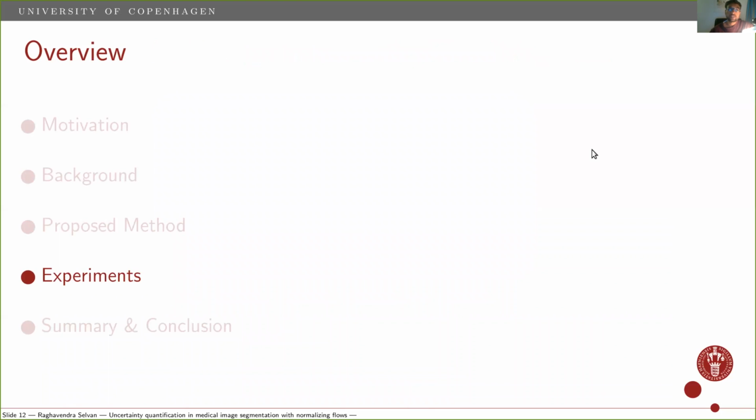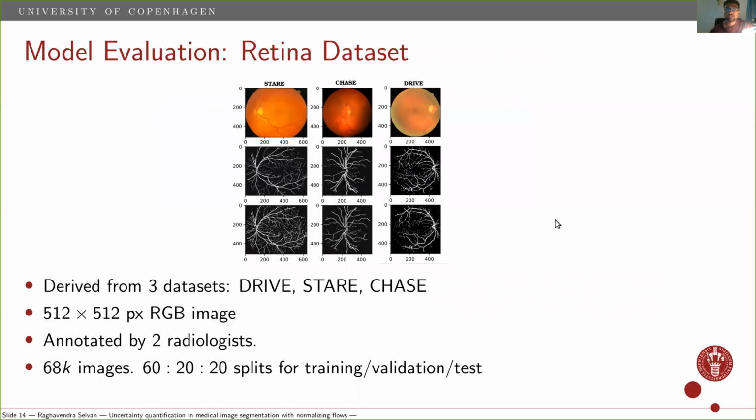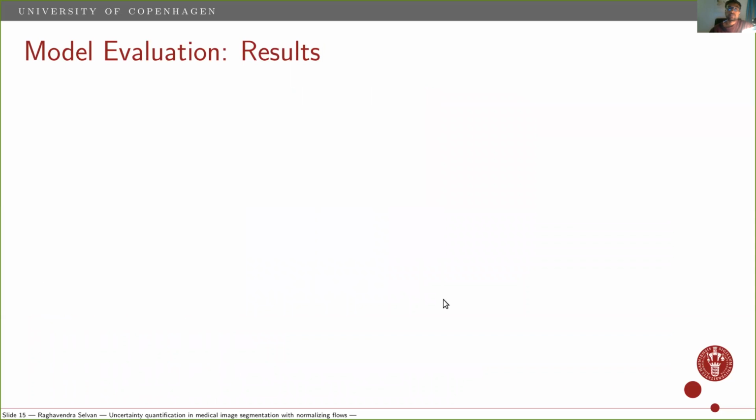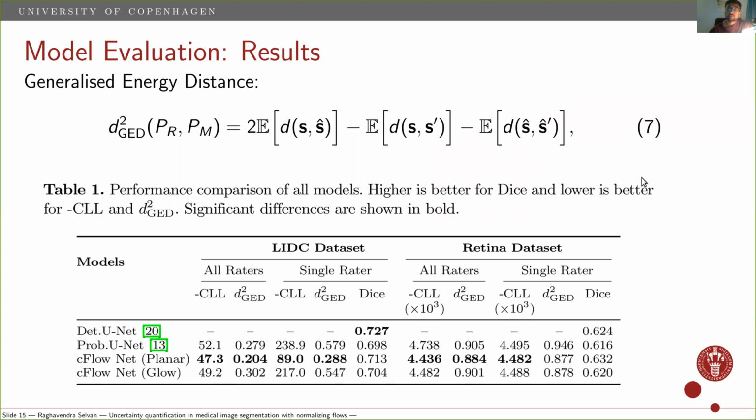So what are the experiments? We perform experiments on two data sets. One is the LIDC data set for lung lesion segmentation, where we have 4 expert raters to train from. And then we also use the retinal vessel segmentation data set. And we compare the performance of the model using the generalized energy distance.